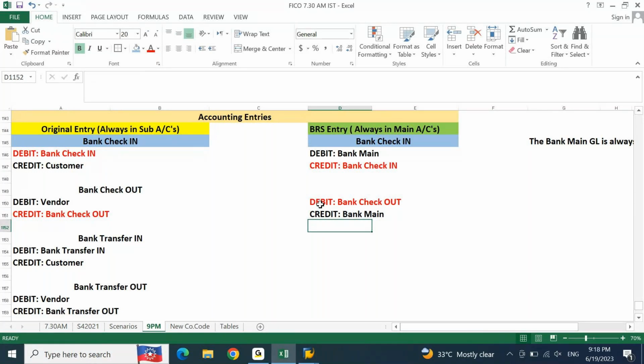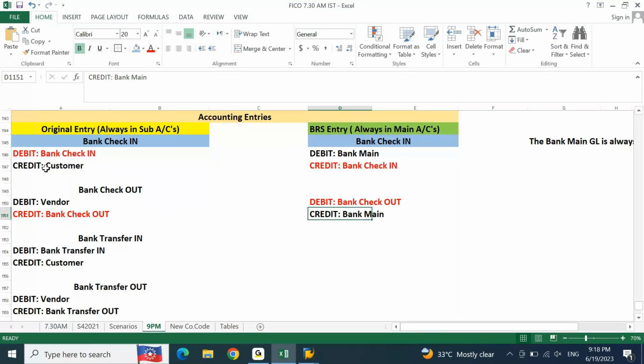Now you are not supposed to go based on the bank main account, because your bank main account can go to the debit side, it can go to the credit side, depending on the original entry. You cannot decide I'll put bank main account on the debit side or on the credit side. Your bank main account is always the missing side, missing entry, because you are performing a BRS based on the original entry.